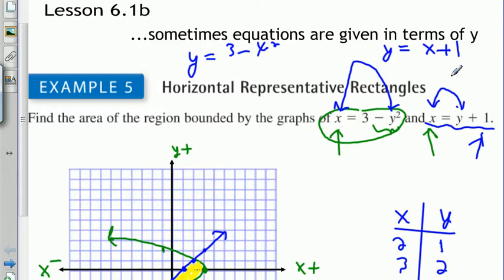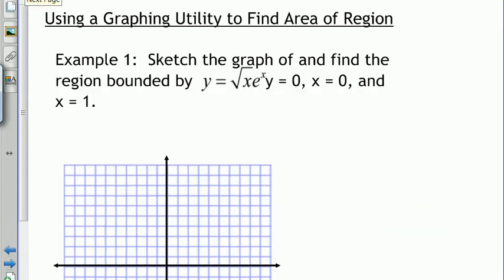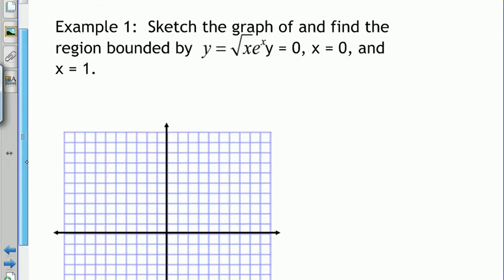There can be some concerns with that, so we'll talk about that more in the future. It's a cheat. It's not really the right way of doing it, or it's a workaround. So we'll come back to that. For now, just try to do what I was doing. Get it into terms that you can work with. X equals, basically. Okay, so a graphing utility to find the area of a region.